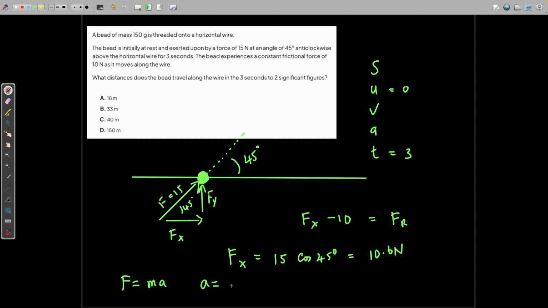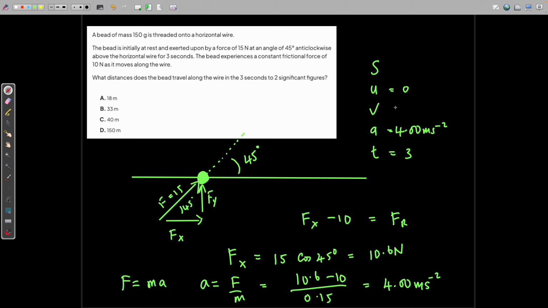So a equals F over m. So the resultant force would be 10.6 minus 10, because that's the frictional force, divided by the mass. Got to put it into kilograms when you're dealing with F equals ma, so 0.15. So that would give you an acceleration of 4 meters per second squared. So now we know the acceleration, so I can put that there.